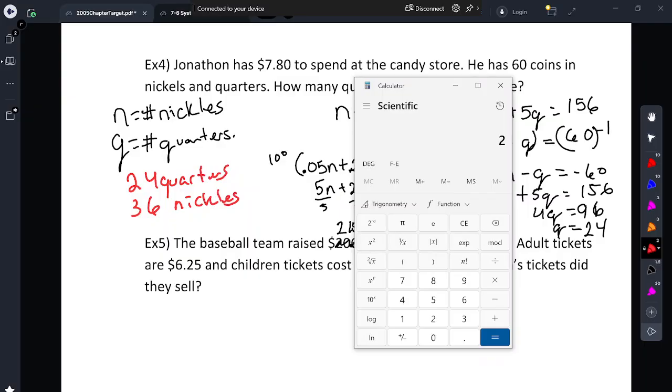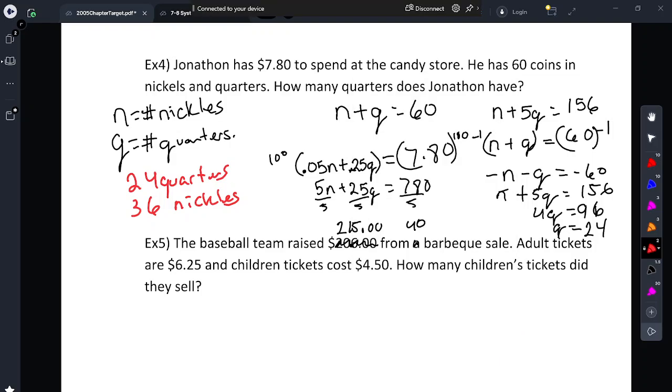So we get 24 quarters times 25 cents, that's $6, right? Plus 36 times 0.05, that's 1.80. 1.80 plus 6. I already added them, yeah? $7.80. It works. Is that hard? All right, let's do it again.